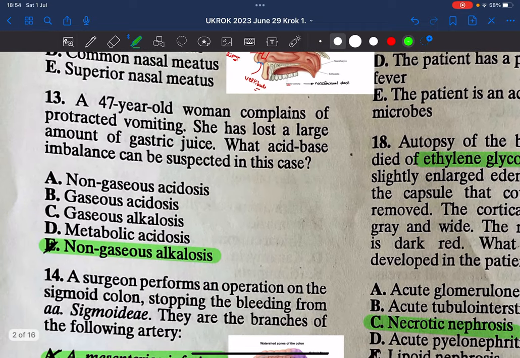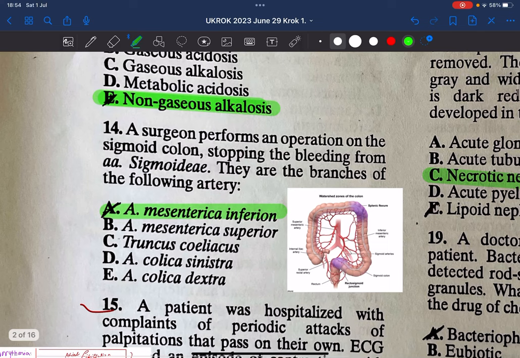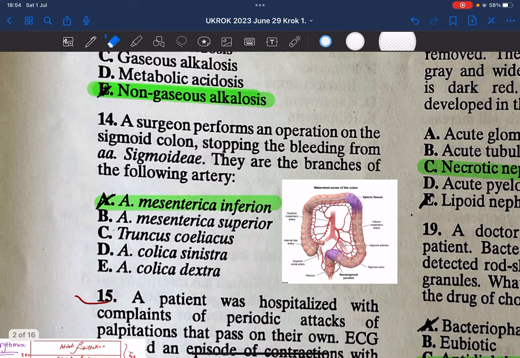Here a repeated question from the base: vomiting, losing acid, so we will have non-gaseous alkalosis. We have here the sigmoid artery, and they are asking which artery it is a branch of. The sigmoid artery is a branch of the inferior mesenteric artery.